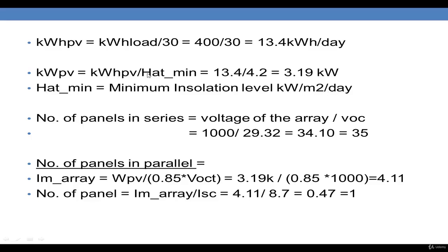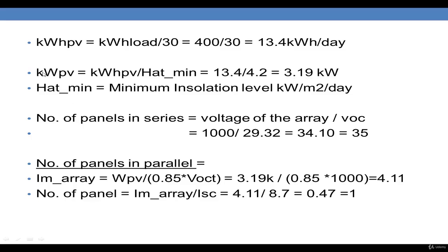So when we divide these two quantities, we get 13.4 divided by 4.2. This value depends upon the location of the installation and is available in the geographical tables as well. So the peak value of the PV system is about 3.19 kilowatt.